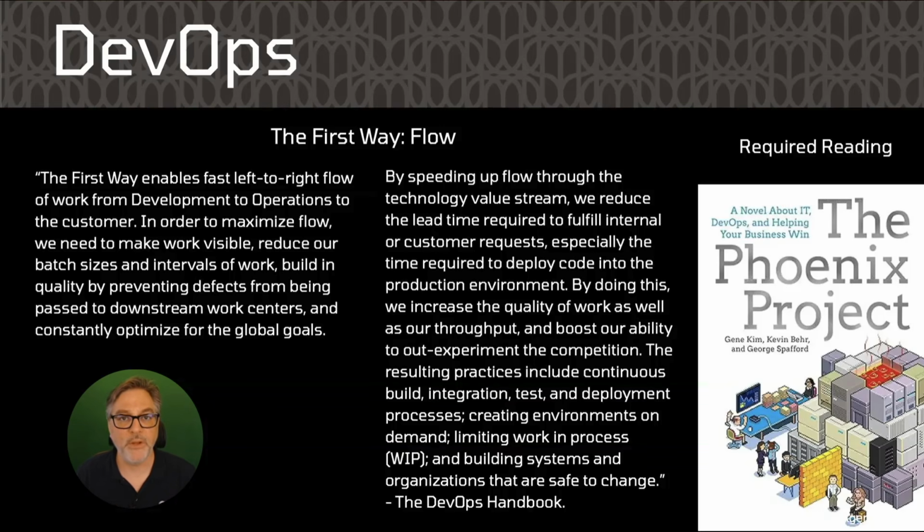By speeding up flow through the technology value stream, we reduce the lead time required to fulfill internal or customer requests, especially the time required to deploy code into the production environment. That's the whole idea of moving fast from left to right: you're getting all of your development and testing work done so that you can make its way to production to service customers, whether they're internal or external. By doing this, we increase the quality of work as well as our throughput and boost our ability to out-experiment the competition. Out-experimenting is one of the important concepts here.